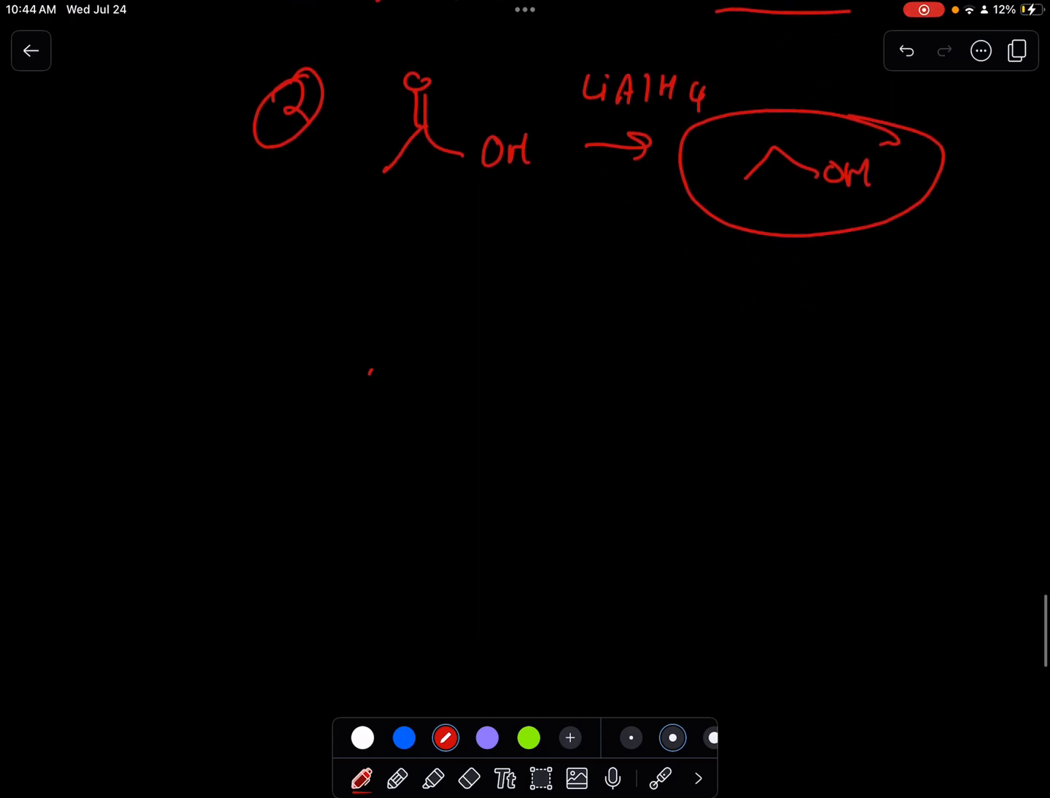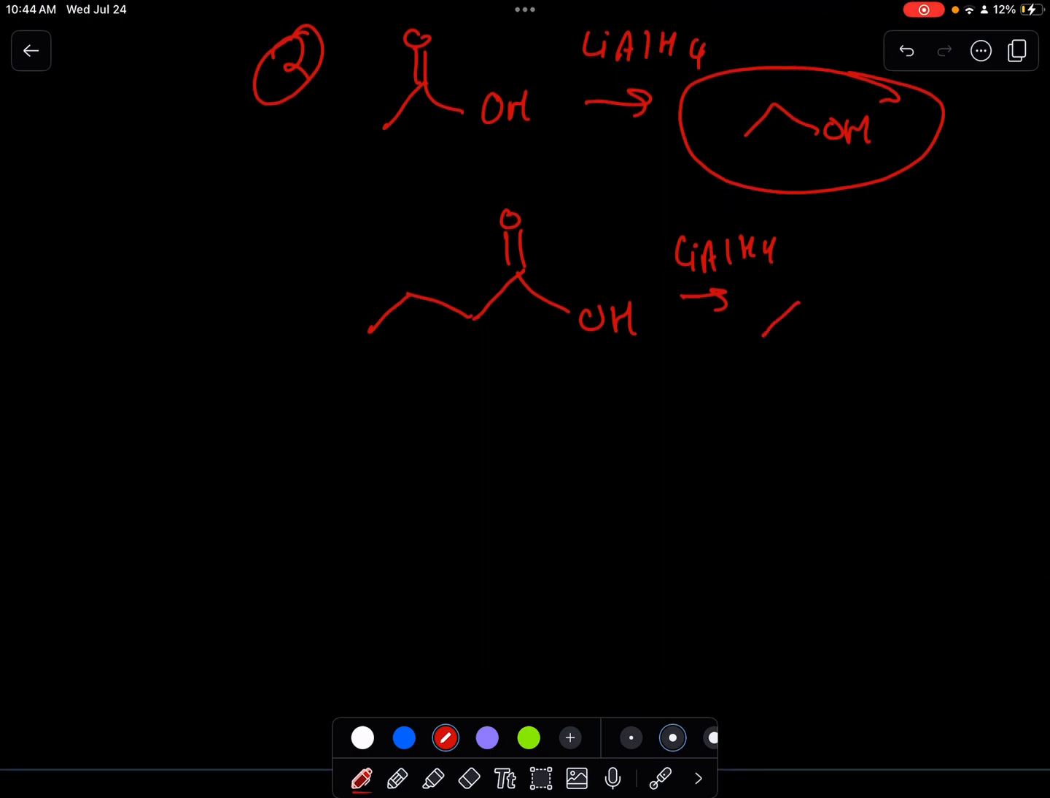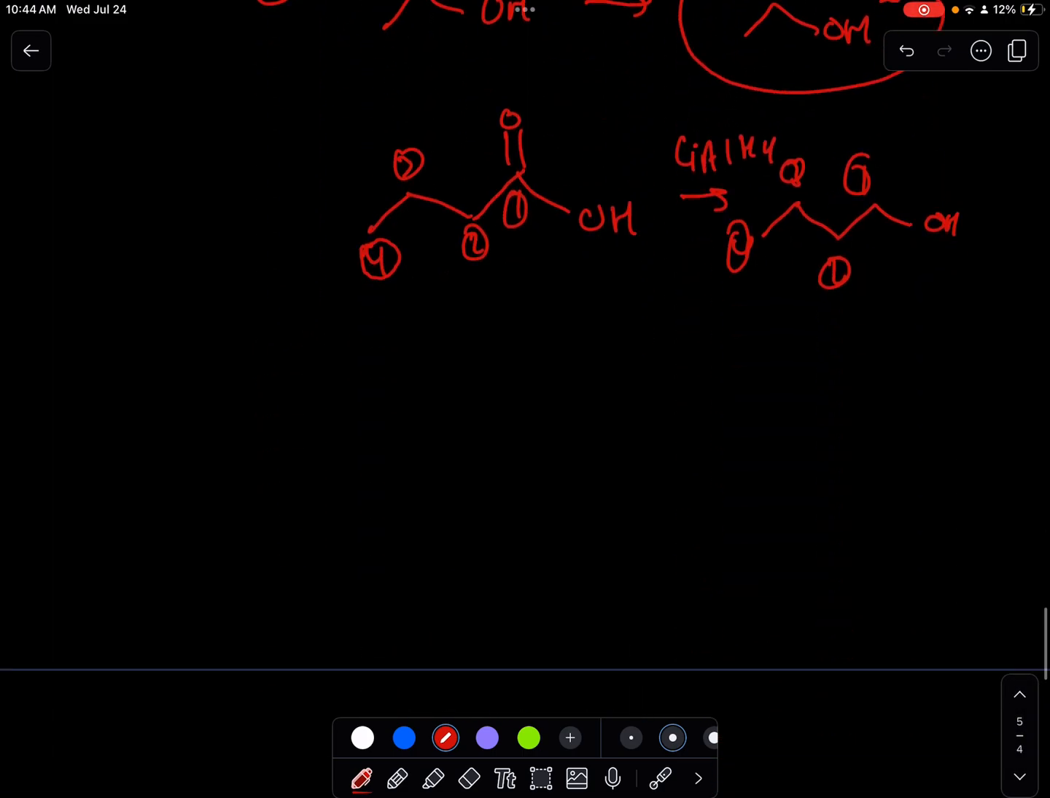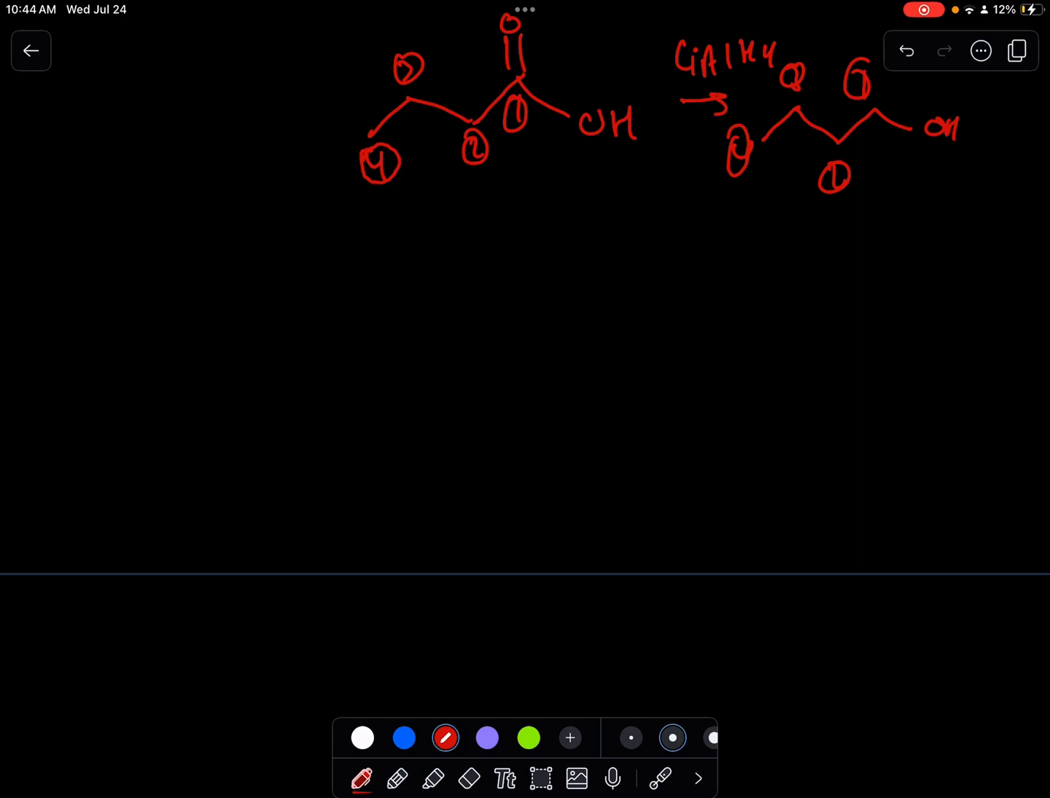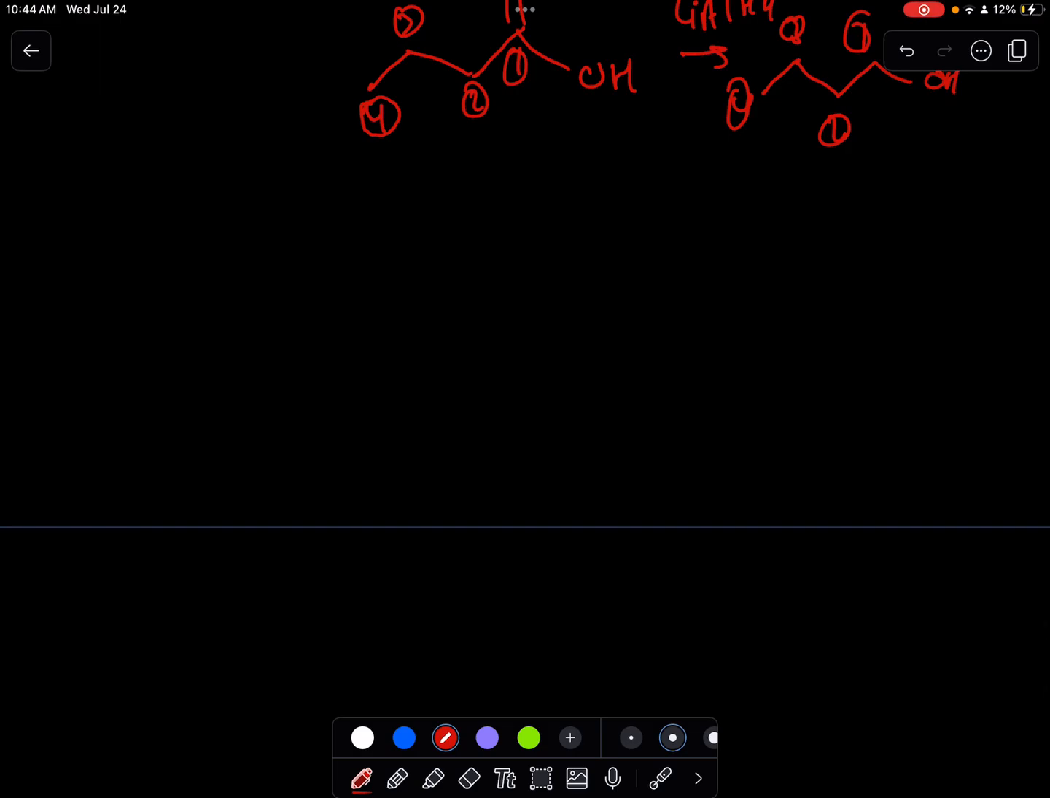So let's try another example. See if you can draw the product of this reaction. If we add lithium aluminum hydride, we will get our product here. You can always check the number of carbons, 1, 2, 3, 4. You get 1, 2, 3, 4. In none of these reactions are you adding any carbons, so make sure in your product that that is indeed the case, that you haven't accidentally added any carbons.